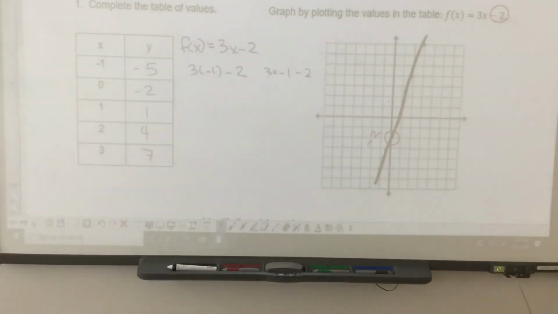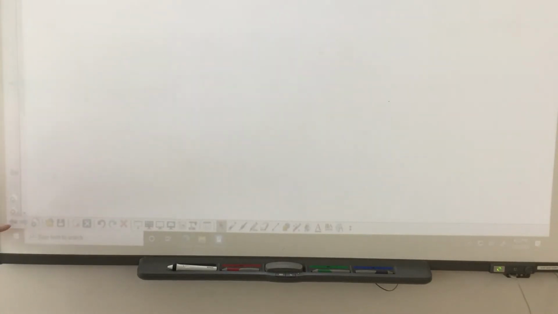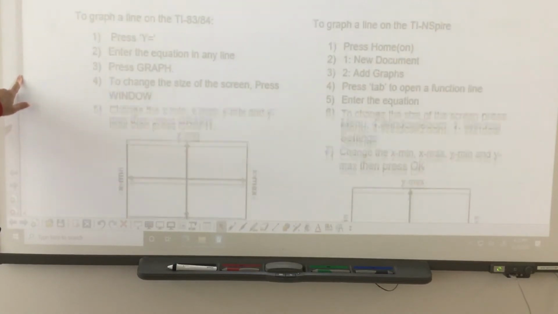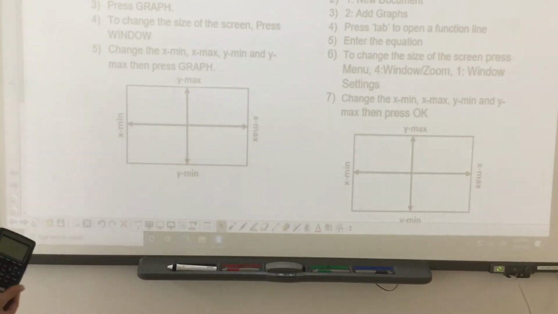So what you're going to do, you have some directions. You have a separate sheet that I gave you printed out that has the calculator instructions on it. It's also at the end of this page as well. So you can access it either place. There it is at the bottom. There's one more example for us to do. I think all of you had the 83/84, but if you have the Inspire, the directions are there as well.